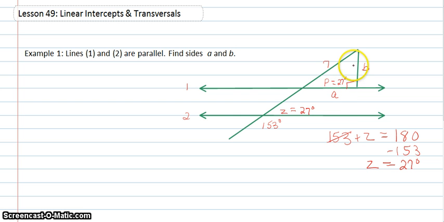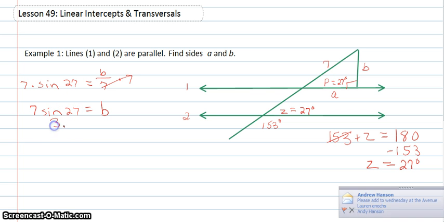Then, to find A and B, we're going to use the trigonometric functions of sine and cosine. So, sine of 27 degrees would equal B over 7. Then to find B, I would just multiply both sides by 7. So 7 sine 27 equals B. And then we would just put that in our calculator. So 7 times the sine of 27 is 3.18 approximately. I'm rounding to 2 decimal places, and that will equal B.